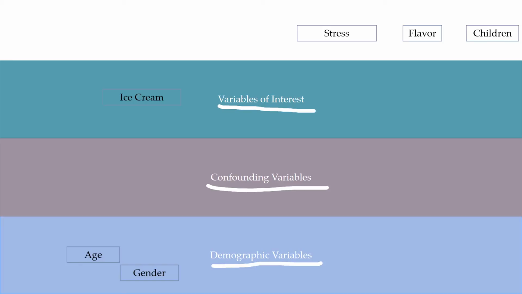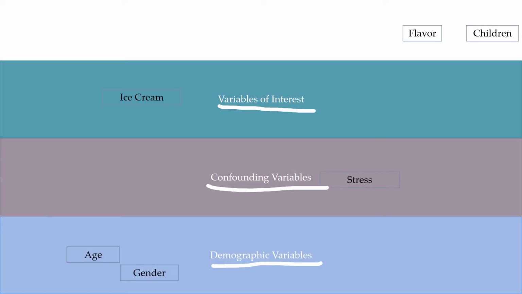So, giving a child ice cream if they're stressed out might not work as well if the child's already content and didn't have a stressful day. So stress would be a confounding variable that you might want to control for.